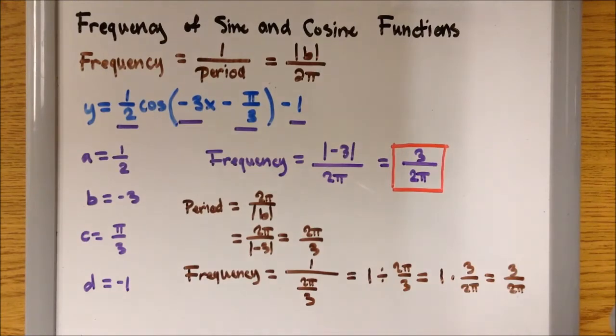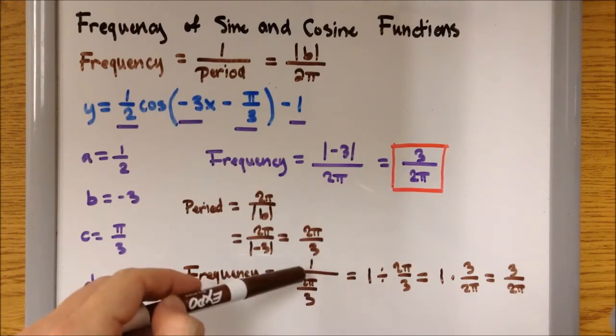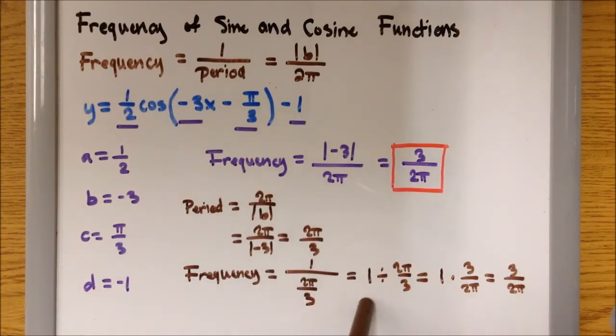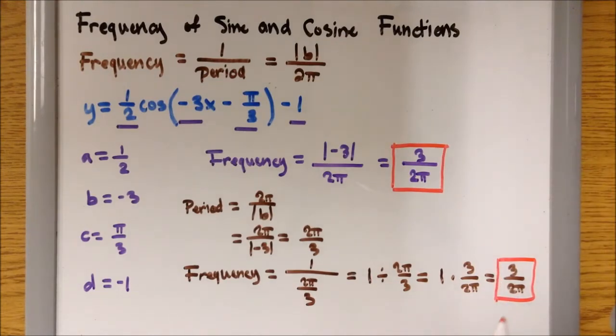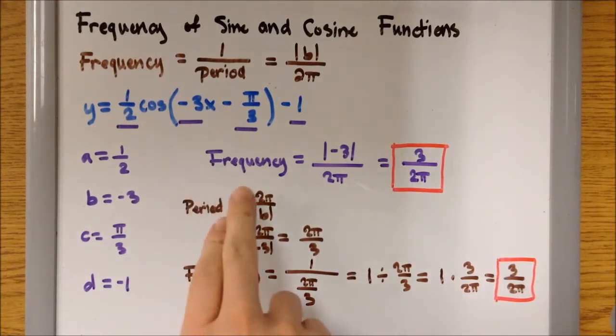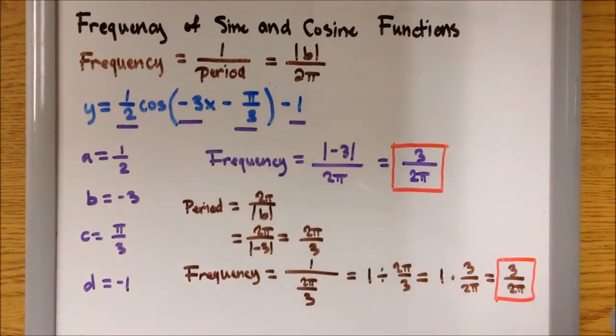So, again, when you are having a fraction within another fraction, meaning division with fraction, I convert it to multiplication and flip the second fraction. So 1 times 3 over 2 pi, which is 3 over 2 pi, same as our frequency. So if you found a period beforehand, you follow this process. If you have not, you follow the rule, the absolute value b over 2 pi to find frequency.